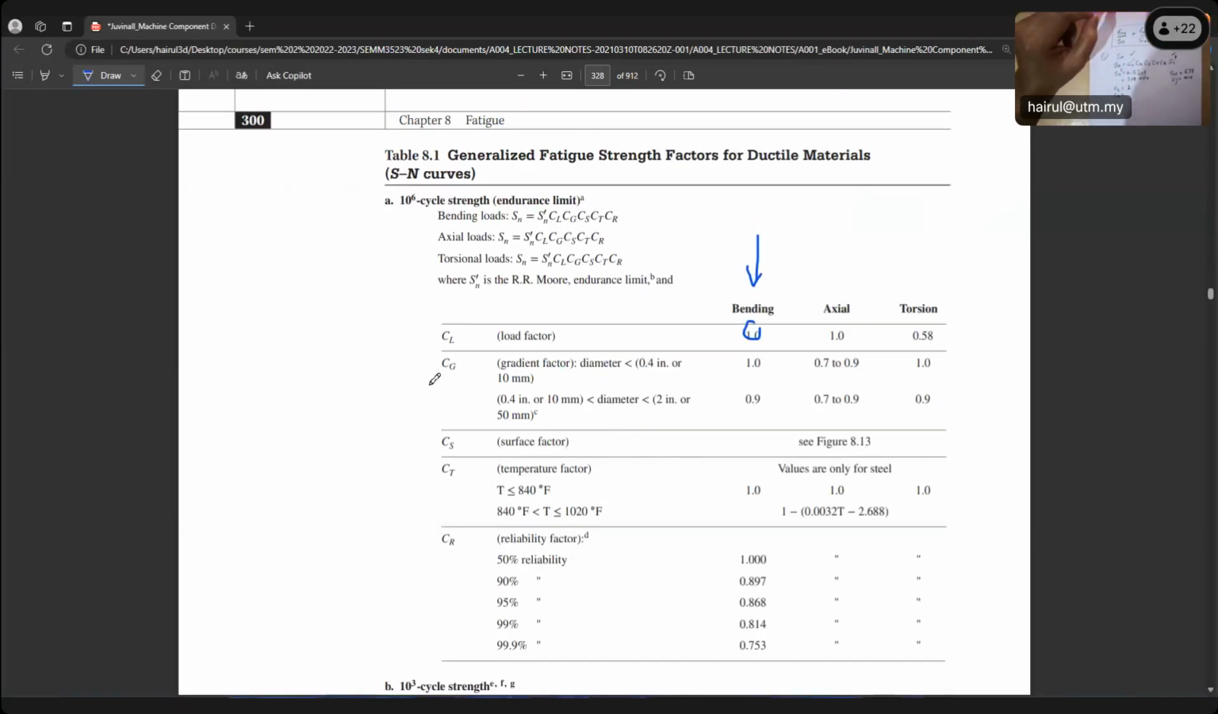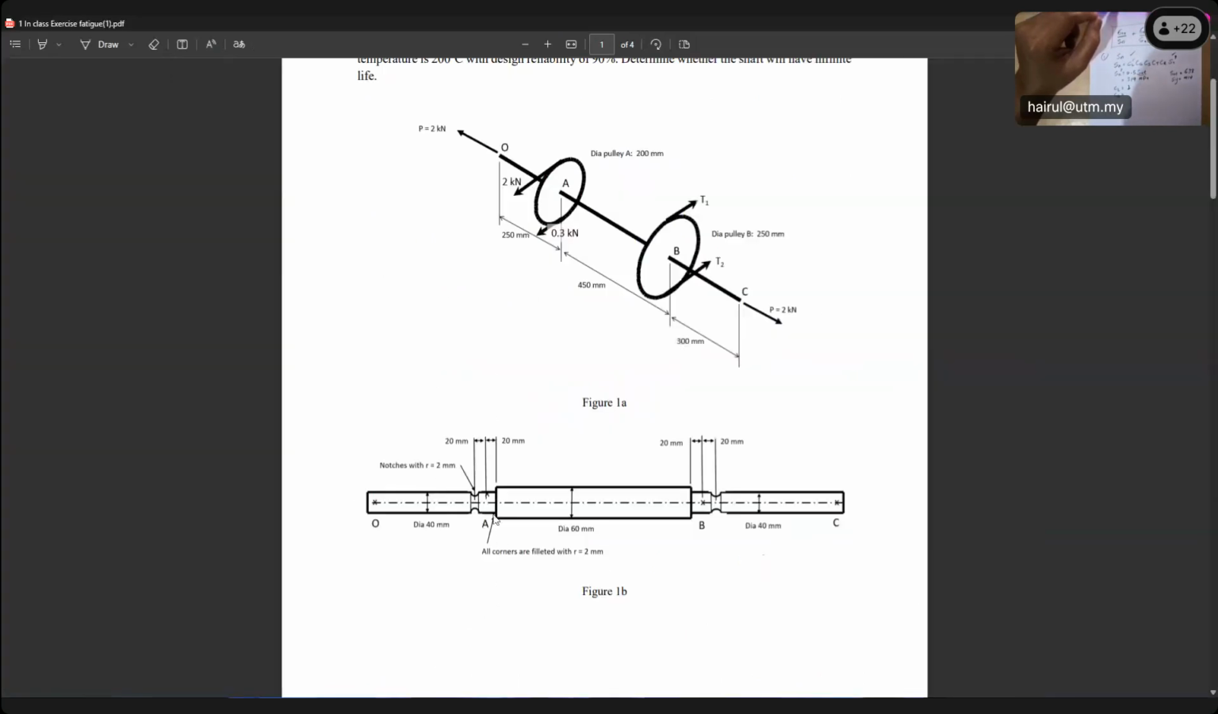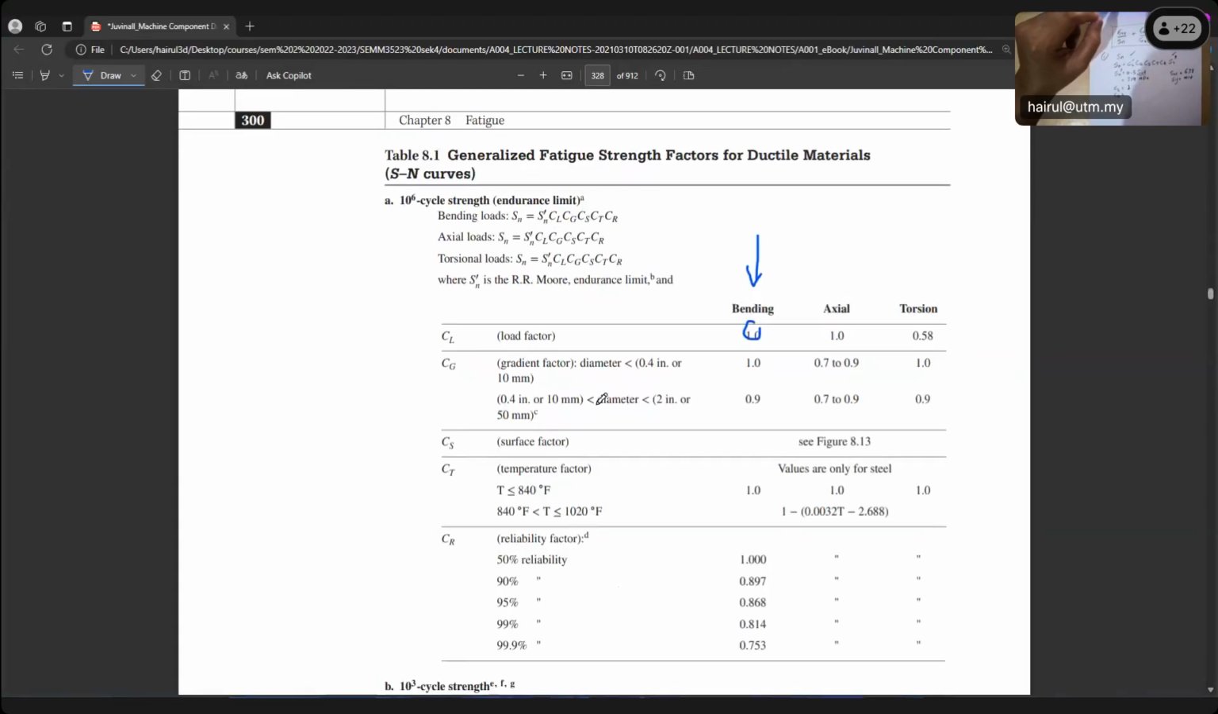If you go for CG here, 40 is between 10 and 50. If the shaft diameter is less than 10, it is 1 because we focus on bending. But since the smaller diameter is 40, which is between 10 and 50, CG is 0.9. Clear?